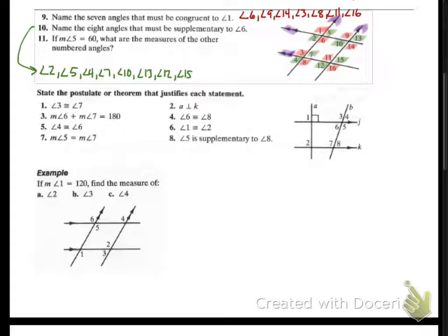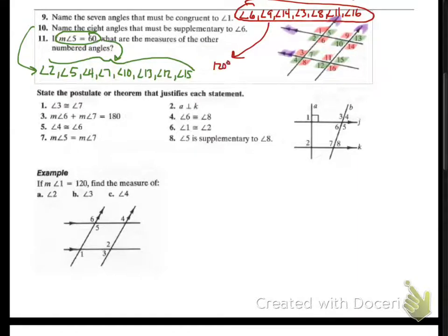So then, in this diagram, if measure of angle 5 is equal to 60 right in here, what are the measures of the other numbered angles? Well, all of the ones that I marked in green, 2, 5, 10, 13, etc., all of those have to be 60 degrees. And then all of the red ones are going to be supplementary to those. They all have to be 120 degrees. So it's not like there's a lot of work that goes on in finding those angle measurements.